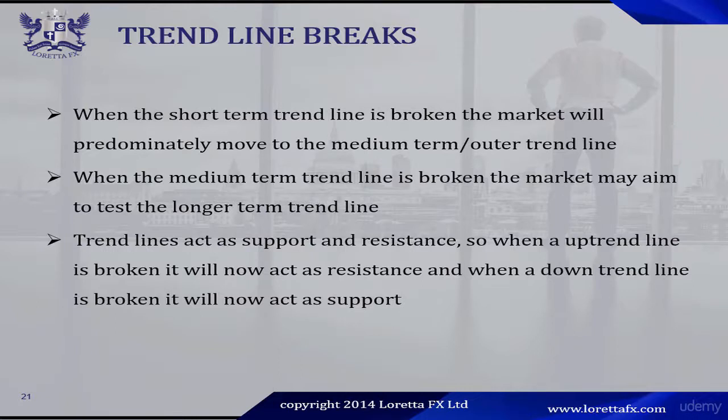Trend line breaks. Now, when the short-term trend line is broken, the market will predominantly move to the medium term or outer trend line. And when the medium term trend line is broken, the market will aim to test the longer term trend line. Trend lines act as support and resistance. So when an uptrend line is broken, it will now act as resistance. And when a downtrend line is broken, it will now act as support.